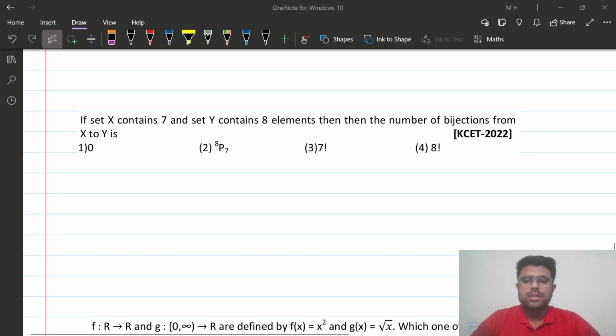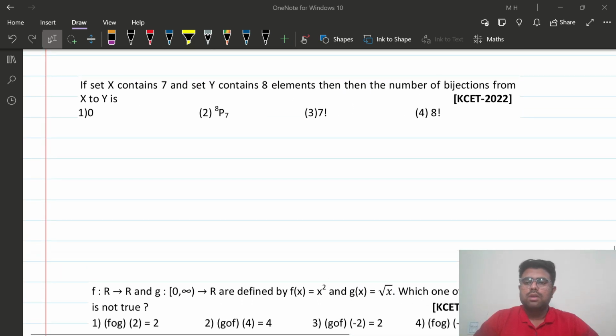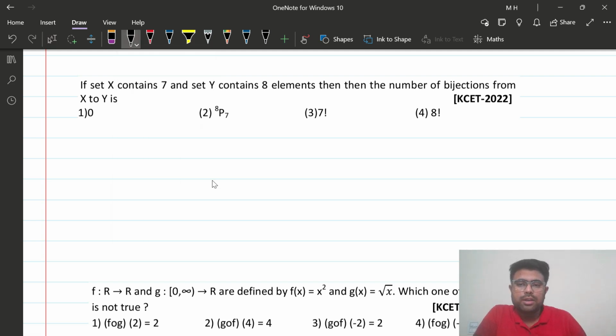Okay, the next question says, if the set X contains 7 and set Y contains 8 elements, then the number of bijections from X to Y is. Okay, so what is a bijective function and what are bijections from X to Y? I will just explain it to you. Suppose that you have a set X and set Y. When do you say that there is a bijection from set X to set Y? Let us say there are 3 elements here, 3 elements there.